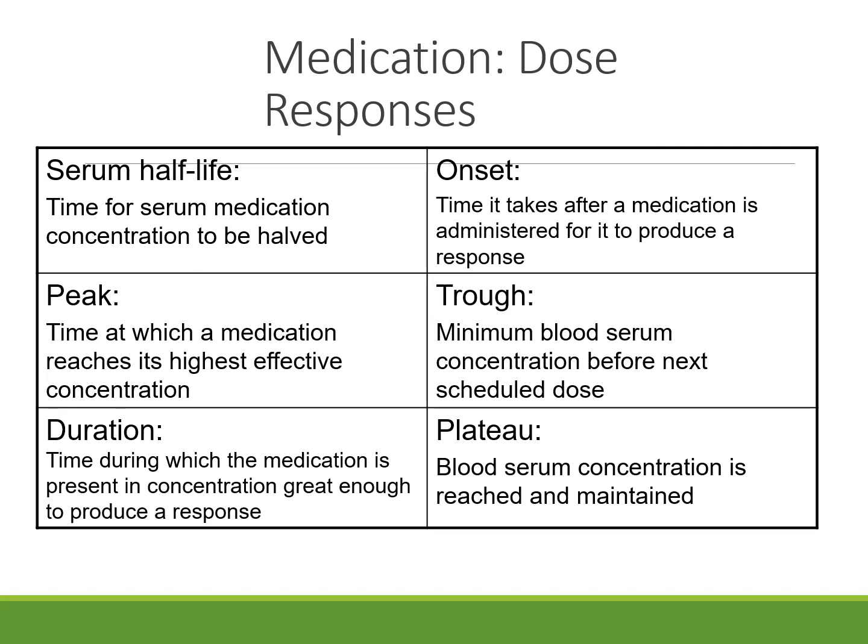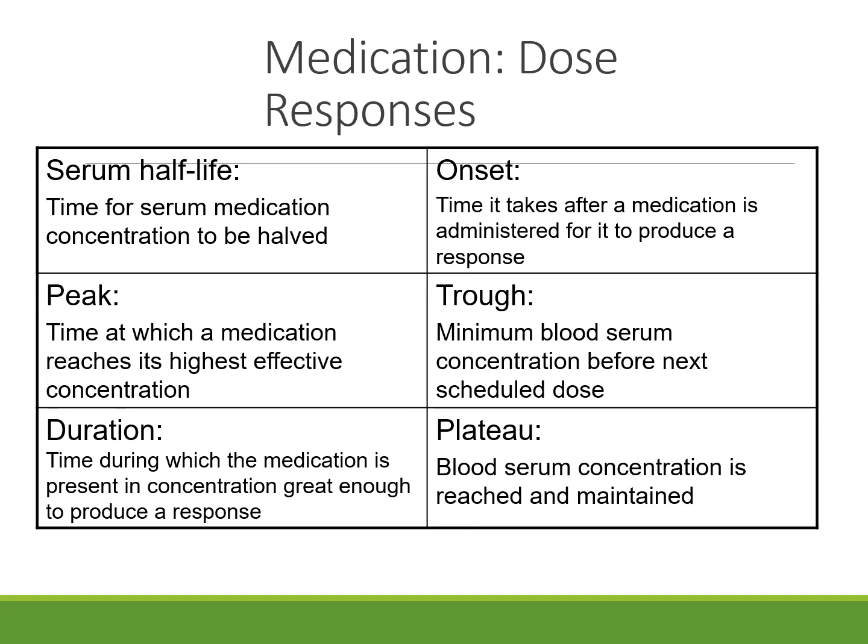The second term is peak level. This refers to the time at which a medication reaches its highest concentration in the blood. So, if serum half-life is 50%, this peak level, we can say that the medication taken by the patient is at its 100% effectiveness level that is present in the blood. So every medication has a different serum half-life as far as the duration is concerned, and also has a different peak level.